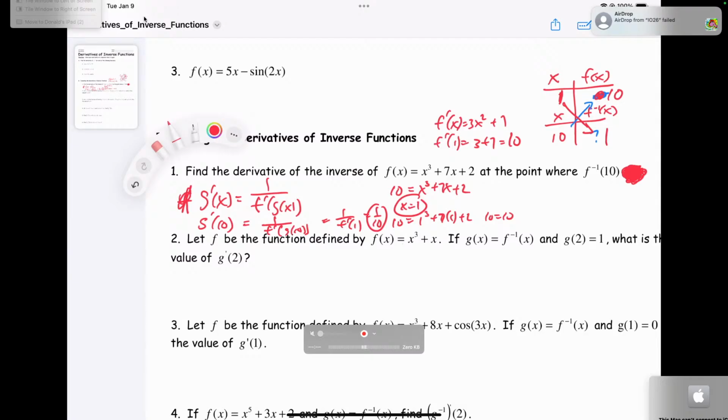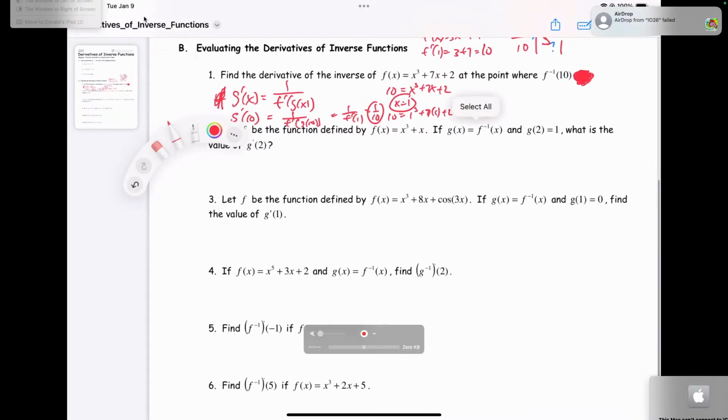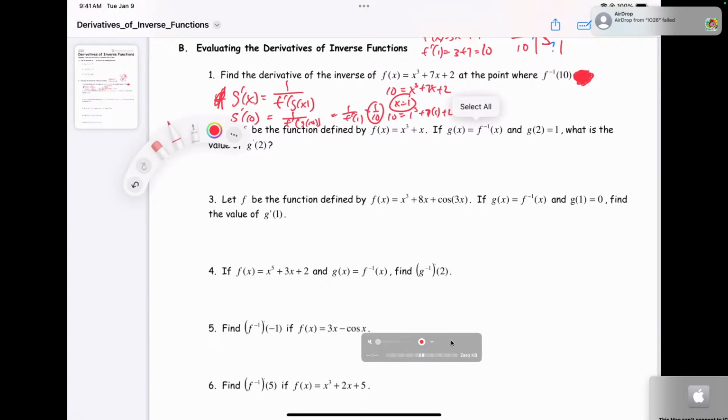Is there another question like that? Yeah, on the bottom. Did you scroll down? F inverse of what question is like? Because it's g inverse of 2. I would say probably the last one and the fifth one. The fourth one is a little bit different, but yeah.